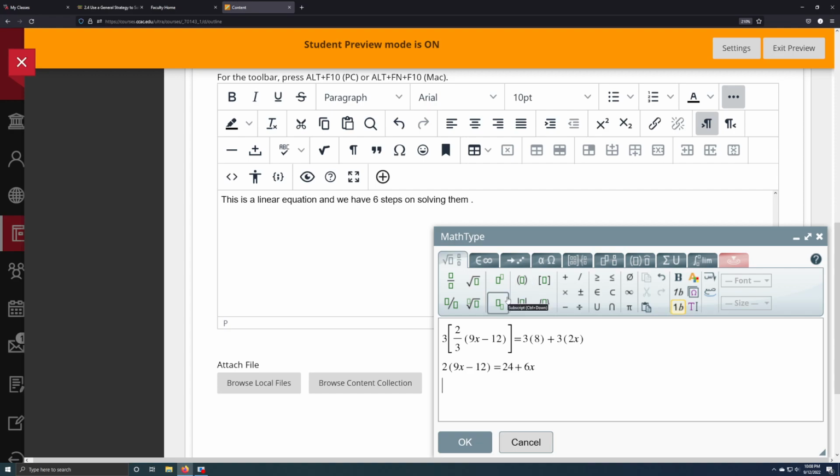Now, after I distribute, I get 18x minus 24 equals 24 plus 6x. And I just keep going. Next, I'm going to get 12x minus 24 equals 24. Keep going. I will add 24 to both sides, so that will give me 12x equals 48. And then finally, x equals 4.